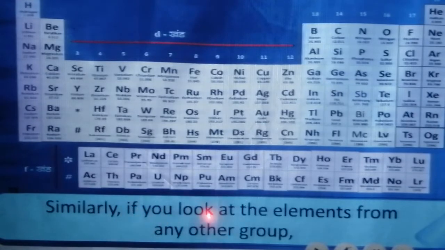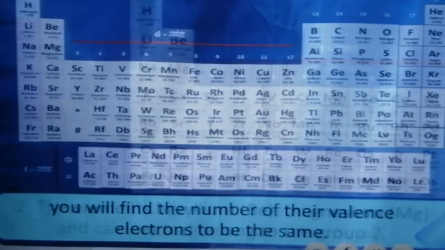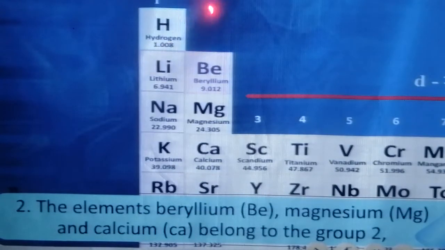Similarly, if you look at the elements from any other group, you will find the number of their valency electrons to be the same. Valency electron is the same because for hydrogen, lithium, sodium, potassium, the valency electron is 1 here.